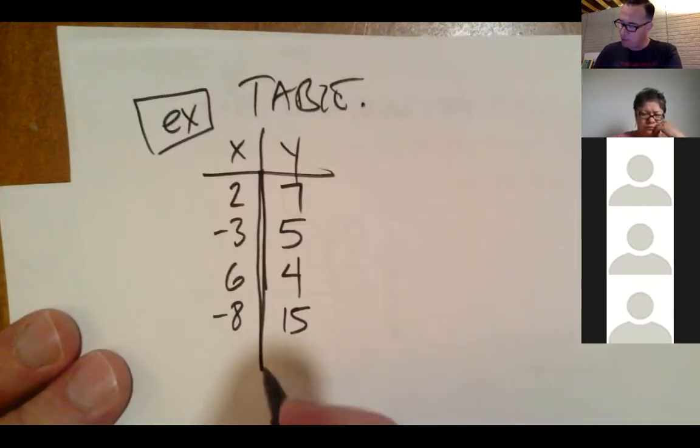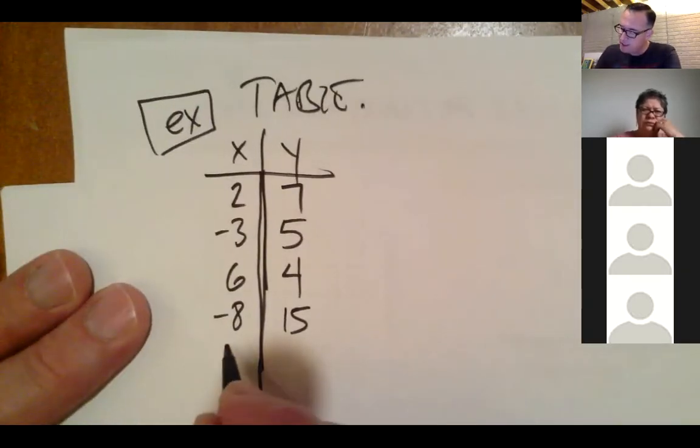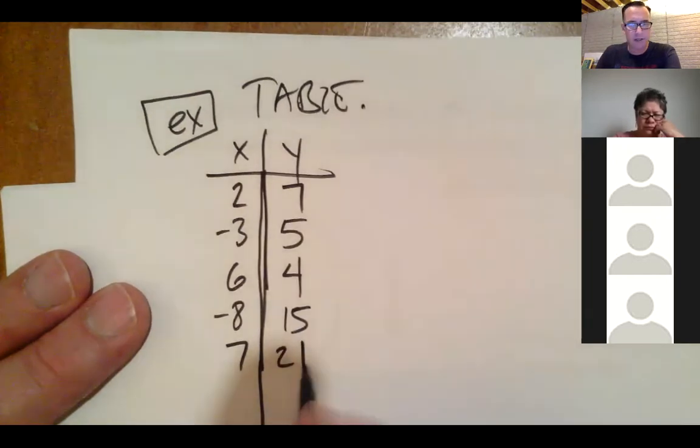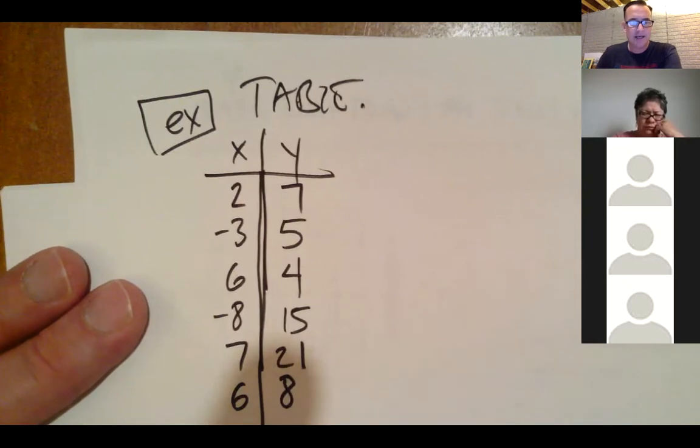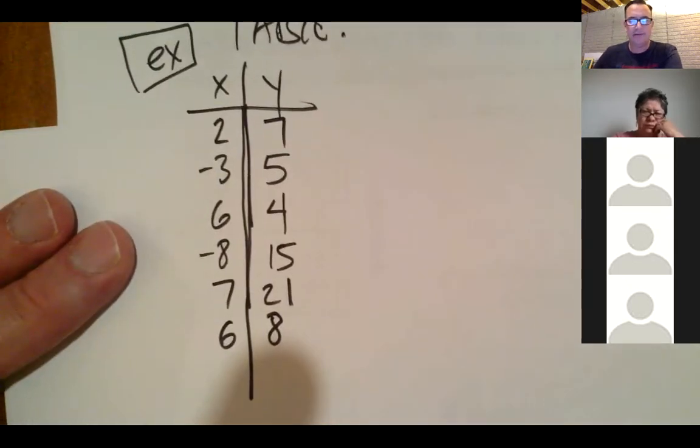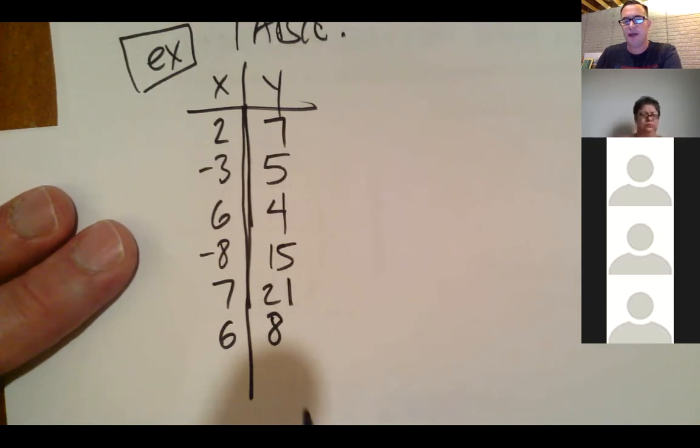Okay, I'm going to do a couple more here. We're going to go 7, 21. And then 6, 8. And then I am going to go maybe to something else. I got a question. Is this 6, 8 keep this a function?